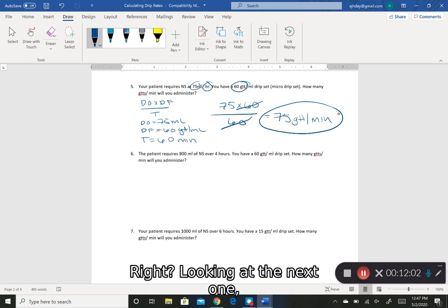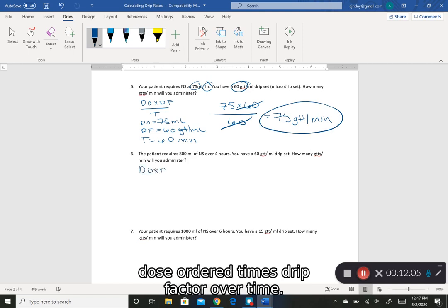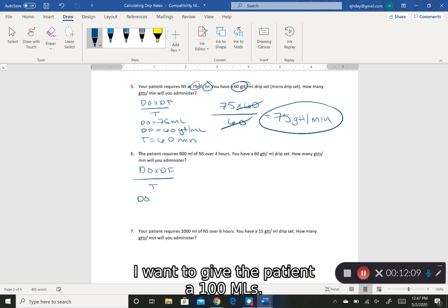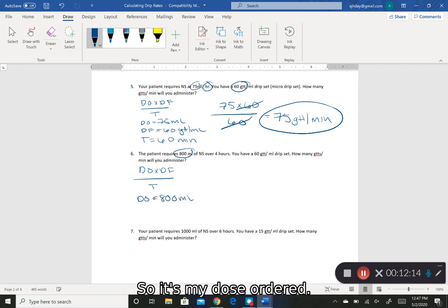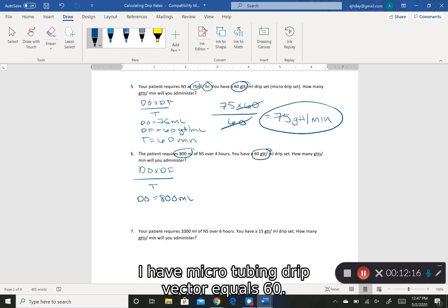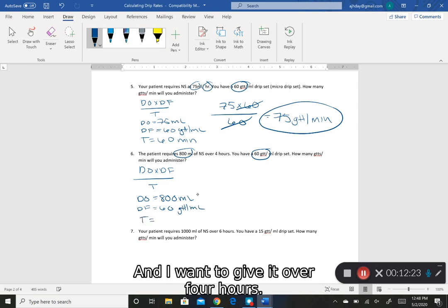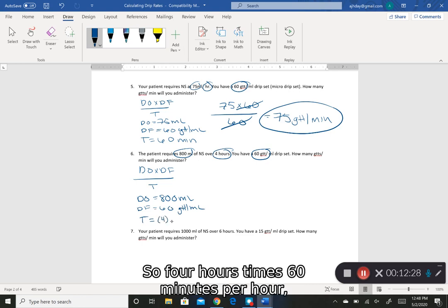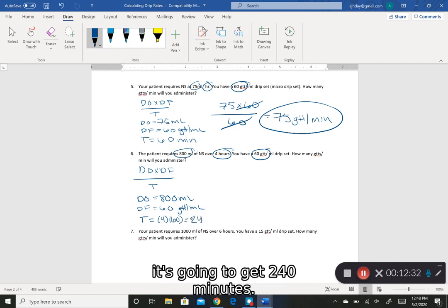All right, looking at the next one, let me write out my equation. Dose ordered times drip factor over time. I want to give the patient 800 mLs. So that's my dose ordered. I have micro tubing, so my drip factor equals 60. And I want to give it over 4 hours. So we need to change that to minutes. So 4 hours times 60 minutes per hour, it's going to get 240 minutes.